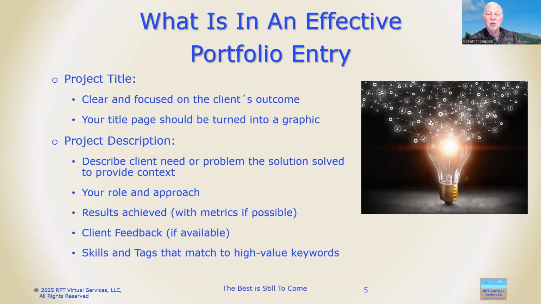You want to have a project description. This describes the client need or the problem that you solved with this particular sample. You want to talk a little bit about what your role was in your approach, and then what results were achieved. If you have numbers, that's great. Some people think that way, and it's always helpful to have numbers when you're talking about results. Any client feedback that you had, you can include that. And then you want to have skills and tags that match to the high quality keywords so that it's easy to find in a search.